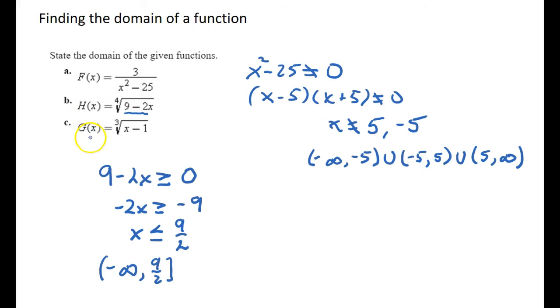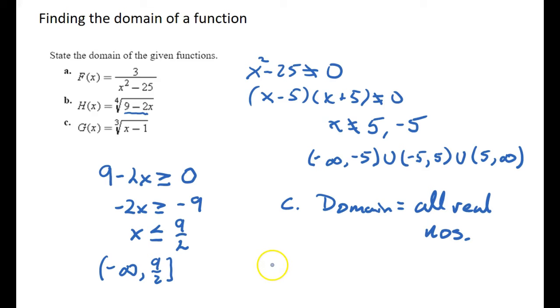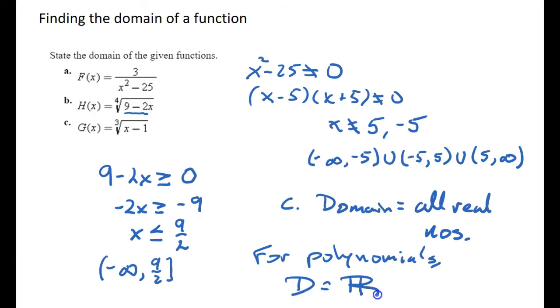Okay, how about g of x? Well, I can take the cube root of a negative number, of 0, or of a positive number. Doesn't matter. So our domain for g of x is all real numbers. And as a matter of fact, if you have a polynomial function, the domain will always equal all real numbers. Okay? So for polynomials, domain is all reals.